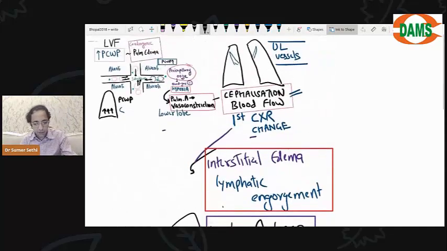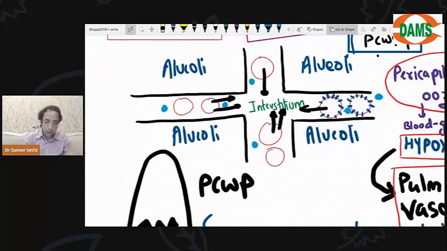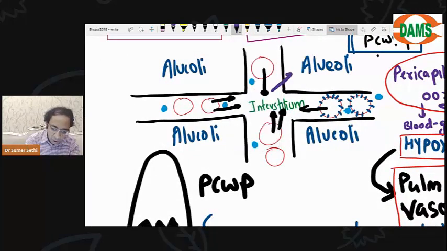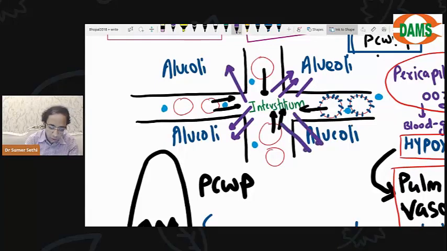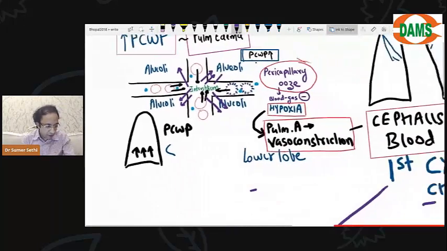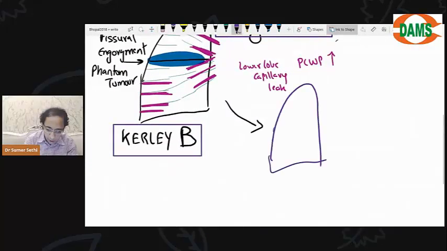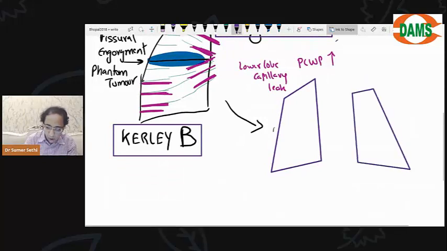Now what will happen is, okay, everybody focus on me. Now the water from the interstitium will start overflowing into the alveoli. Everybody understands? Now when the alveoli in the lungs become filled up with fluid, they will become white.